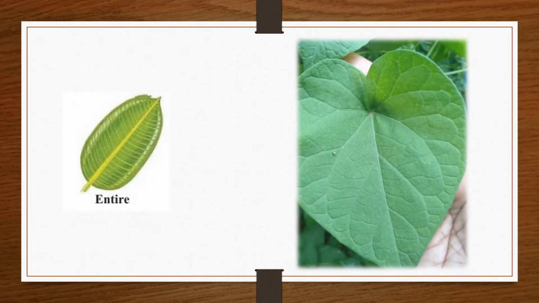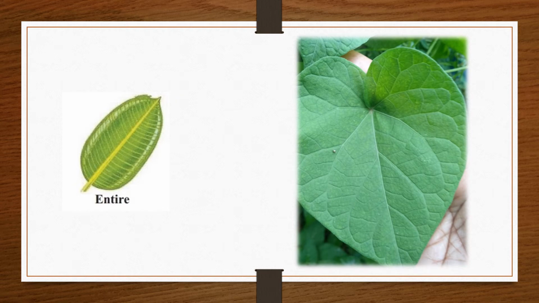Now see, students, this is the leaf margin. On the basis of the leaf margin, leaves are of four types. When the leaf margin is continuous, that type of leaf is called an entire leaf. We can see here the leaf margin is continuous. It is uncut. So as it is continuous, it is called an entire leaf.